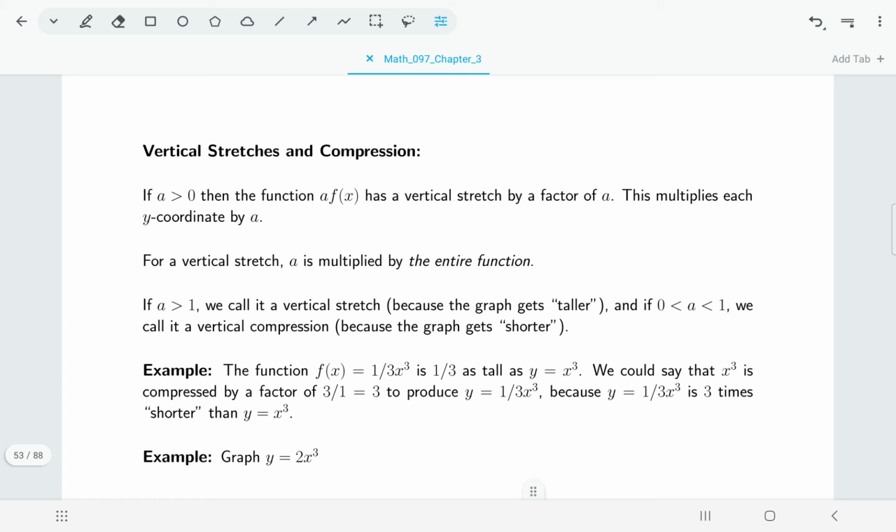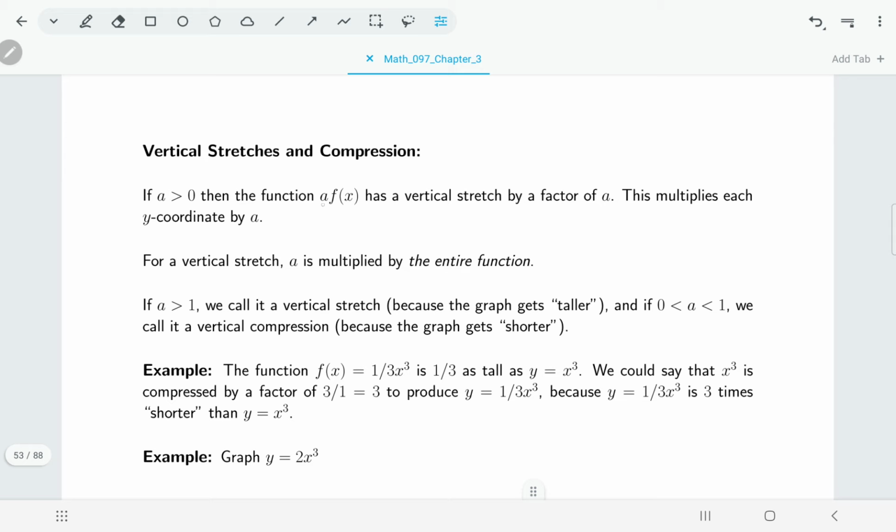Same sort of thing as before when we were talking about a vertical shift. That was a number added to the entire function. A vertical stretch is a number multiplied by the entire function. So if we're talking about a positive number, then that is only going to refer to a vertical stretch. We'll see later on that if the number in front is negative, that has a second meaning to it.